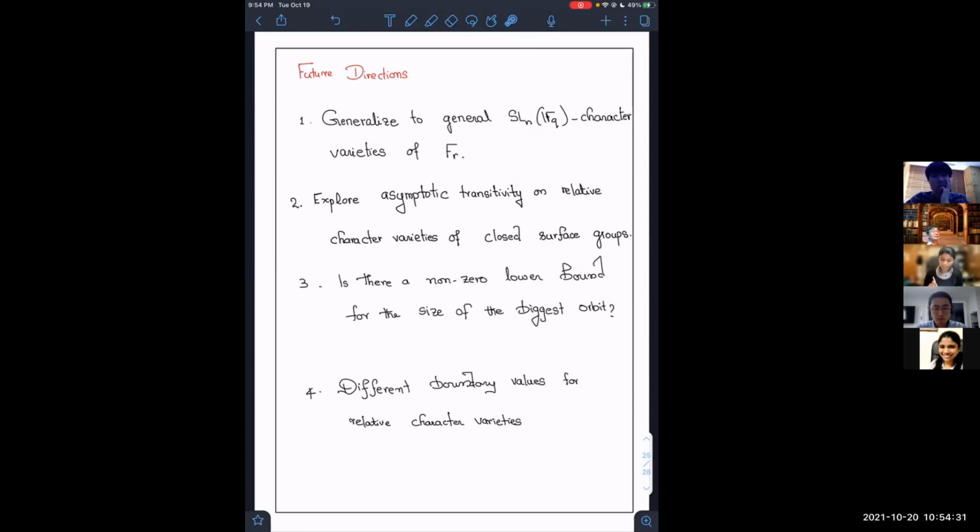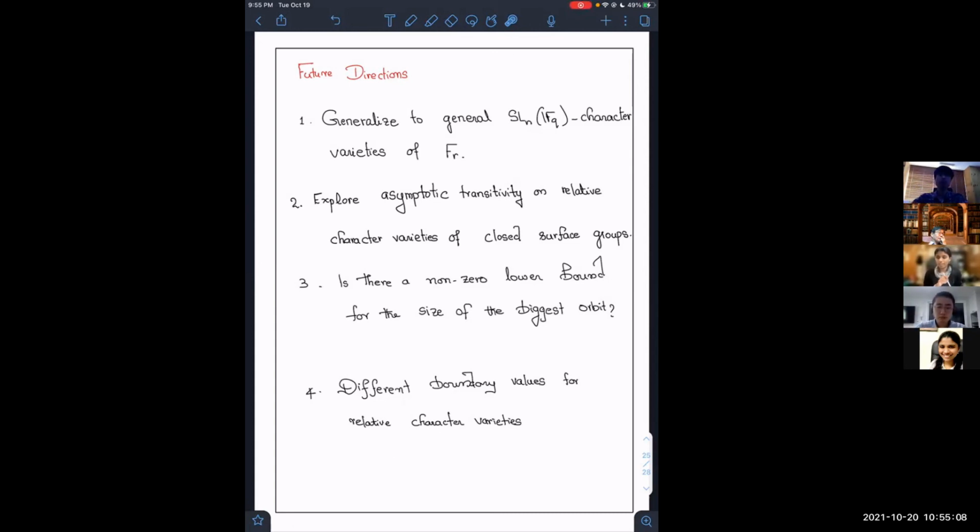I am especially looking at closed surface groups of genus 2, or hyperbolic surface groups. I'm thinking those could be good candidates, of free type. And so we got an upper bound for the size of the largest orbit, right? Is there a lower bound? Is it actually transitive within the stratum? That's not exactly clear. And also I'm looking at different boundary values for relative character varieties.